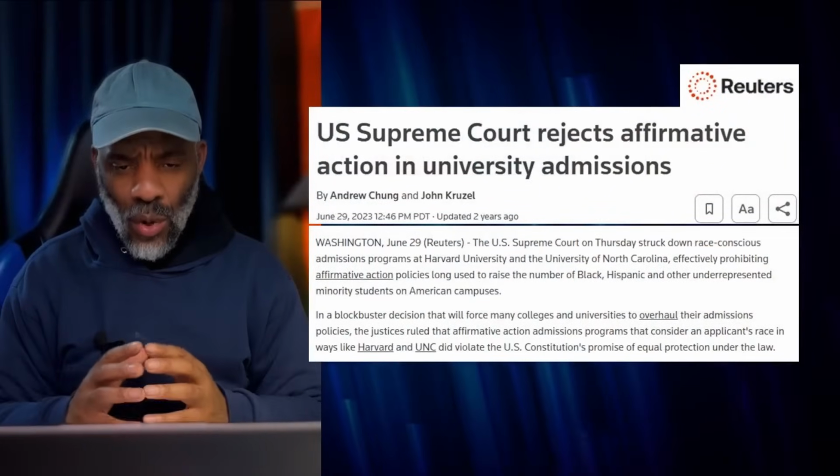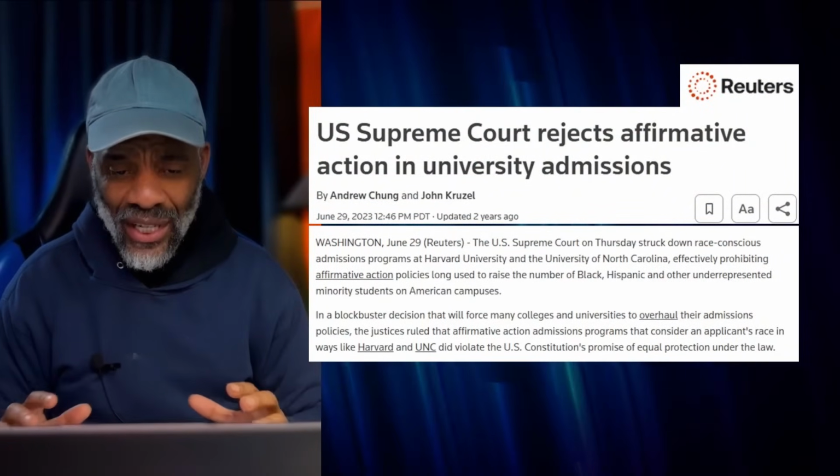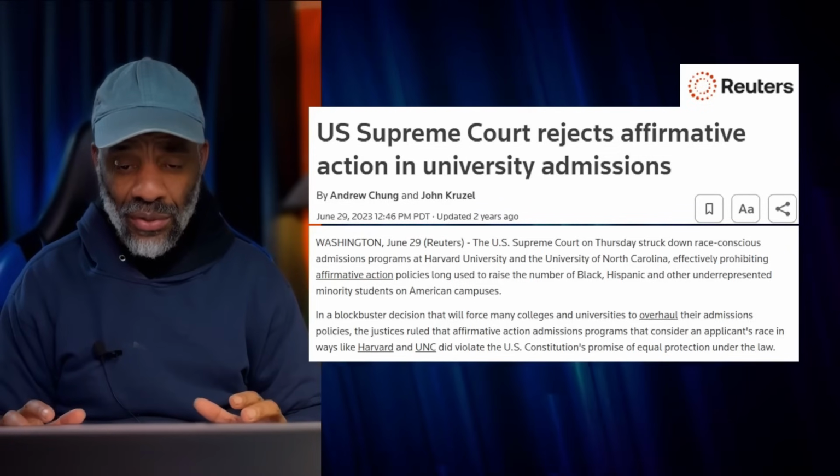So this is one that happened in 2023, and this was a big one. The U.S. Supreme Court rejects affirmative action in university admissions.